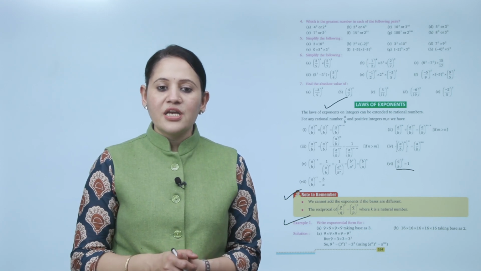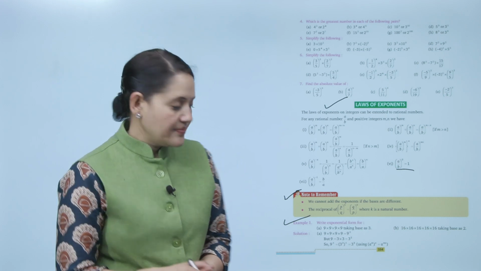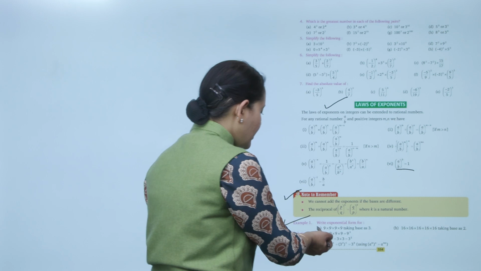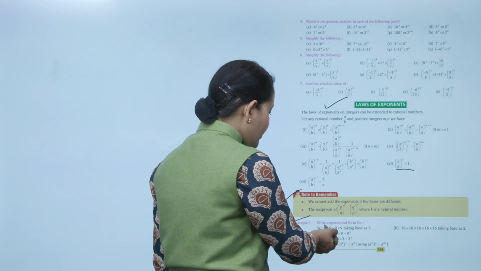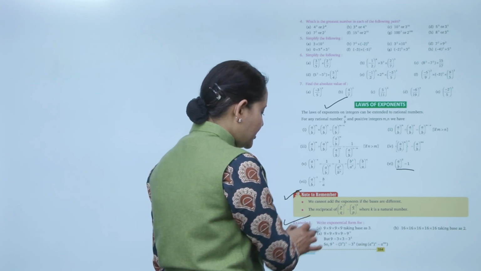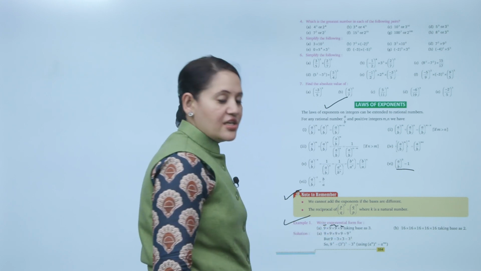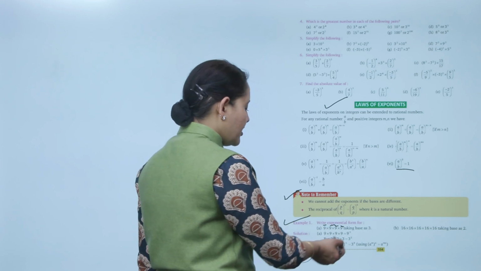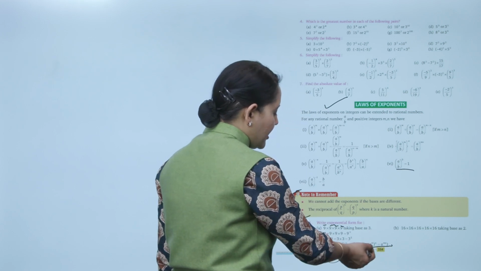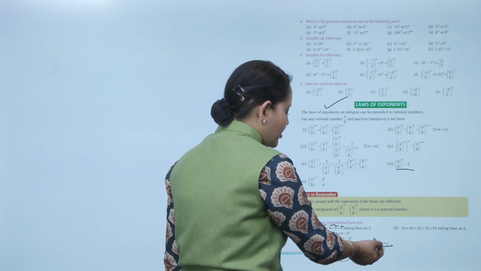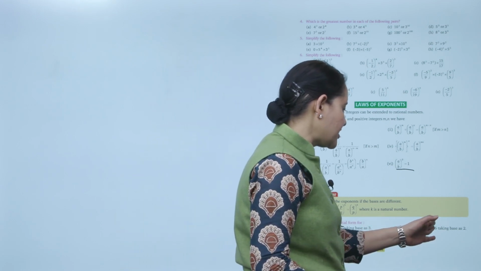Write exponential form for 9 multiplied by 9 multiplied by 9 multiplied by 9, taking base as 3. So 9 can be expressed as 3 into 3, means 3 to power 2. So here every 9 represents 3 to power 2. How many times is 3 to power 2? 1, 2, 3, 4, there are four 9s. So 3 to power 2 multiplied four times. So what will the power be? The powers will be multiplied, 3 to power 8. We have used this rule: a to power m, bracket, then n, what will it be? a to power mn. Clear?